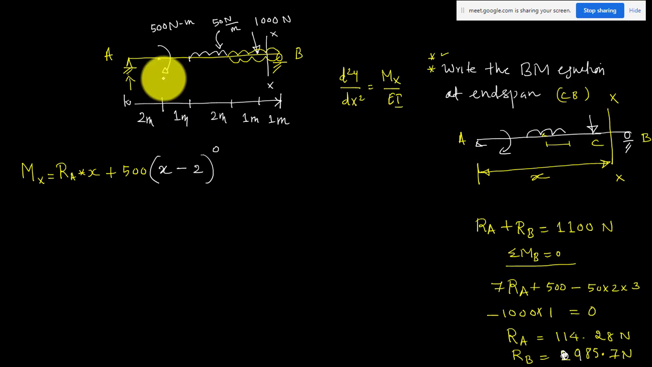So now I can write the next term. What is another load? We have this UDL from here to the end of the beam B. That will create a negative, anti-clockwise moment, so it should be negative. The load intensity is 50, and this distance is x.